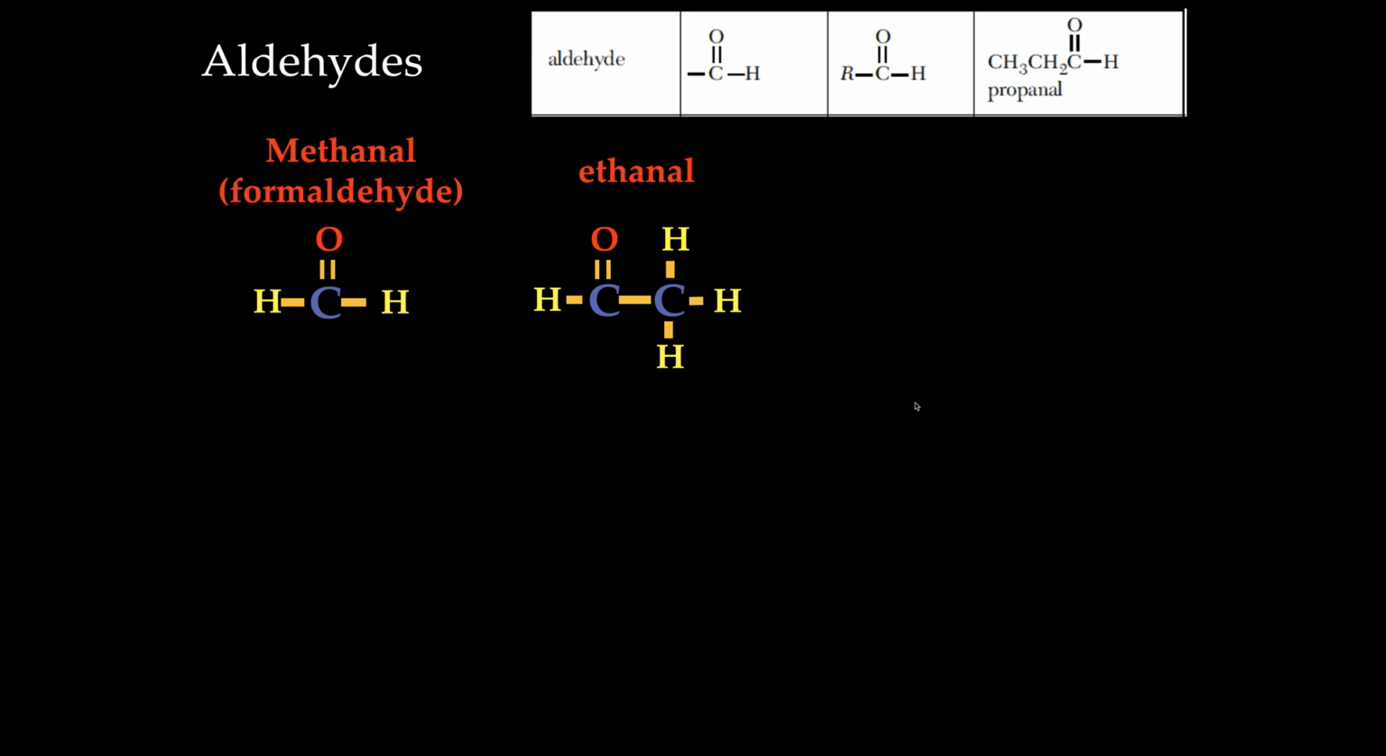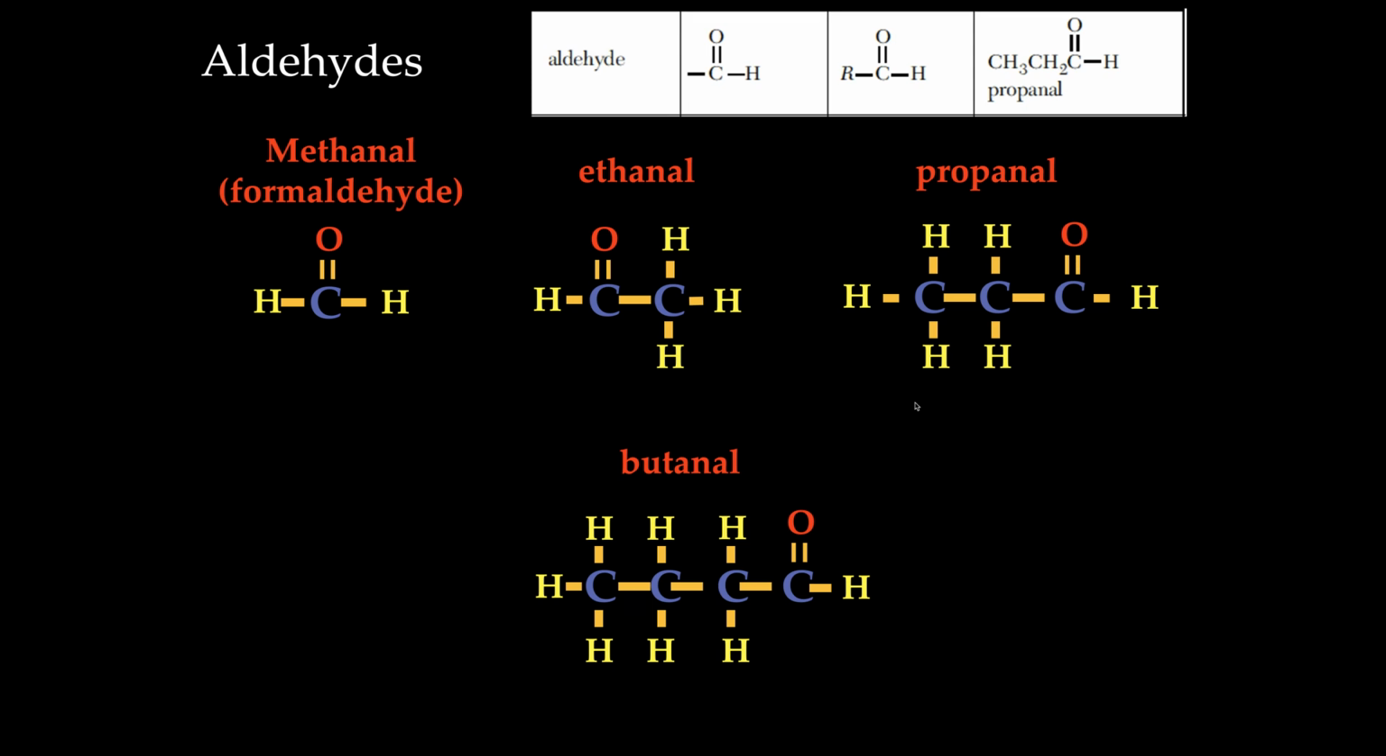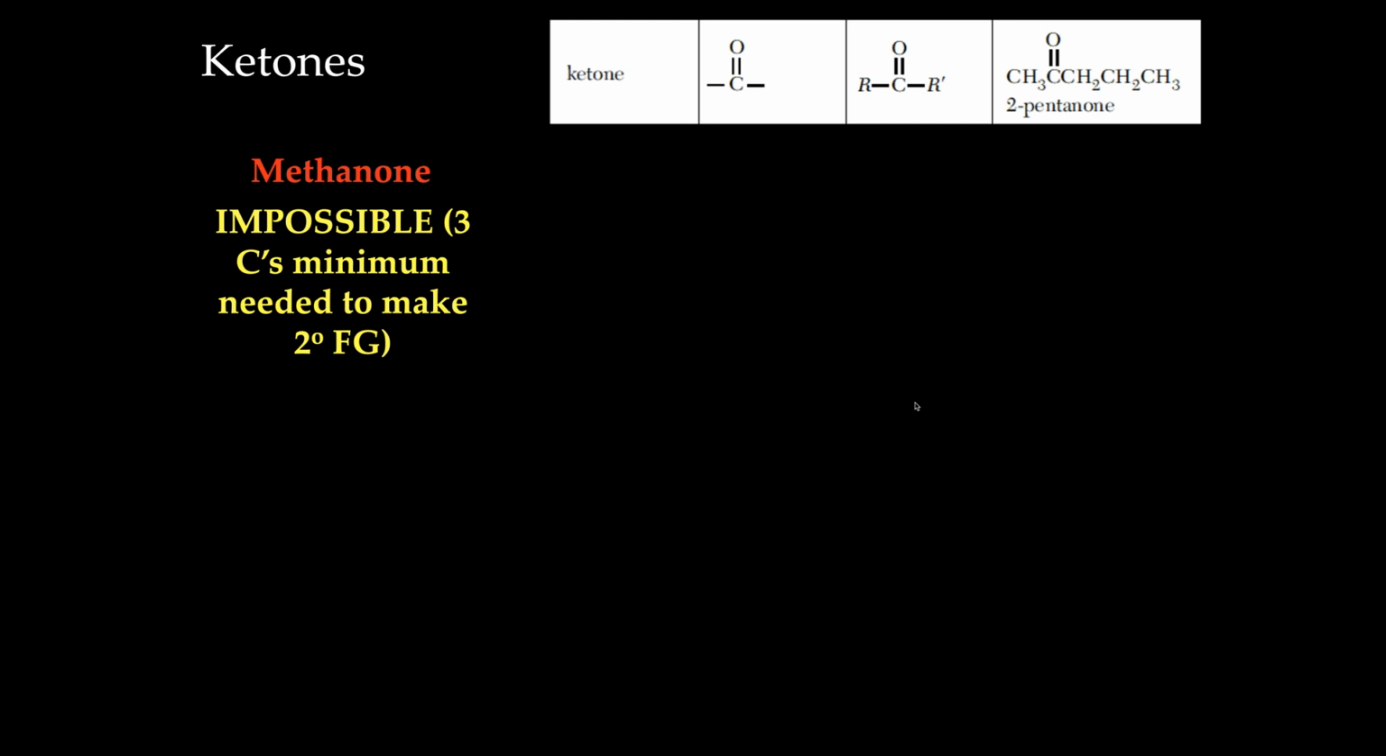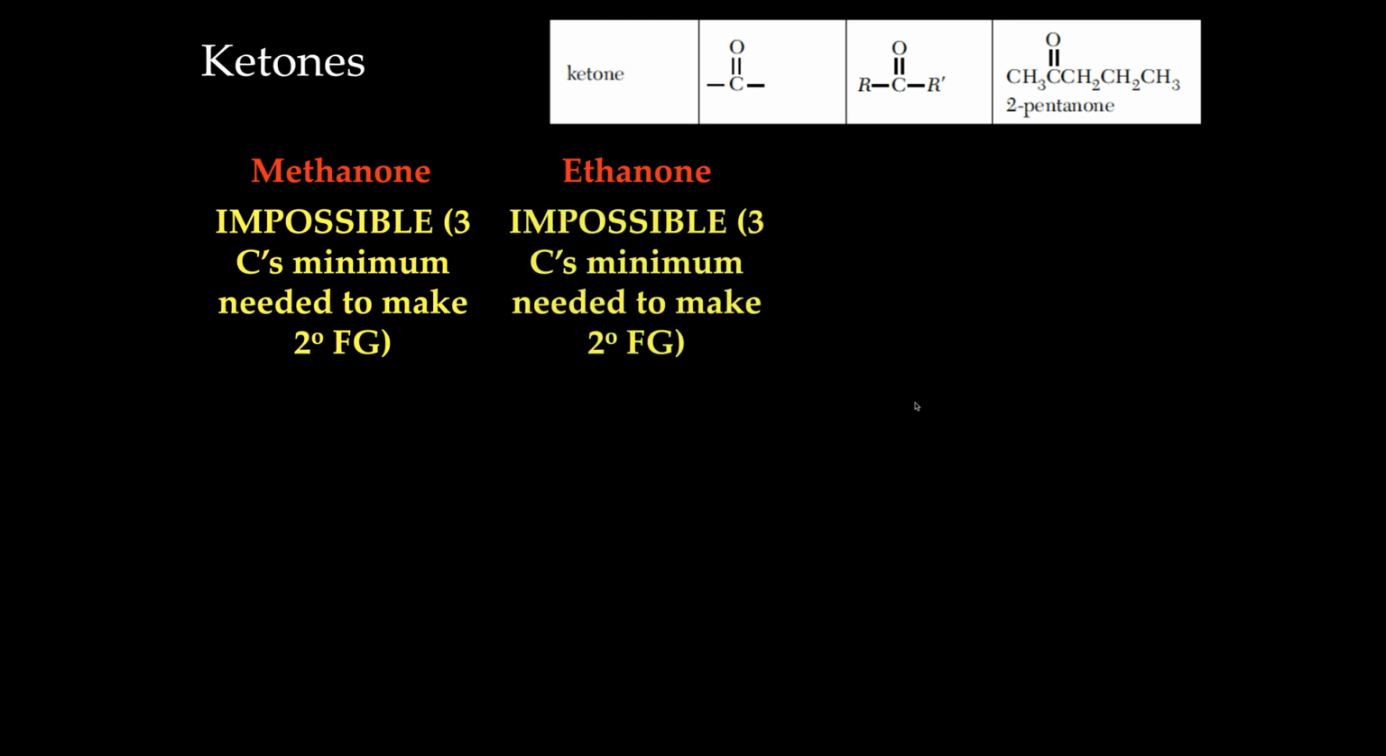Ethanal would have 2 carbons. Propanal would have 3. Butanal would have 4. And in every case, the double bonded oxygen is on the end carbon in the primary position. Those are aldehydes. Ketones, methanone, would not be possible. In order to have a secondary ketone, in order to have a secondary carbon, the carbon has to be using 2 of its bonds to bond to other carbons, which means methanone and ethanone would not be possible. You need at least 3 carbons to make a ketone.